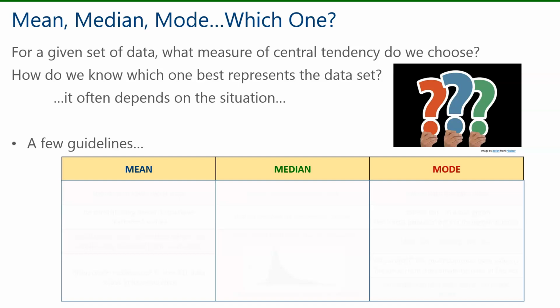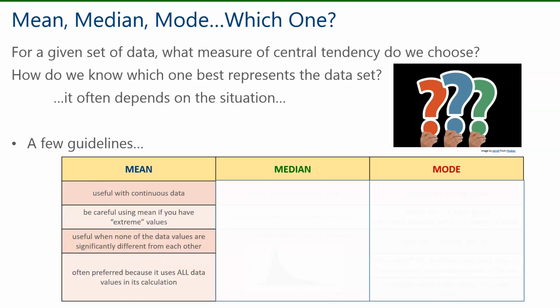Let's first consider mean. In video 3 of this lesson, we talked about continuous and discrete data. Mean is useful when the data is continuous. Partial time, partial heights, partial distances all make sense. Be careful using mean if you have extreme values, and we will talk more about this in the next couple of lessons. Extreme values will be data values that are noticeably different from the rest. Mean is useful when none of the data values are significantly different from each other. And mean is often preferred because it uses all data values in its calculation.